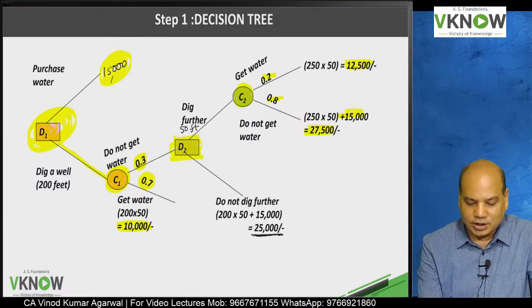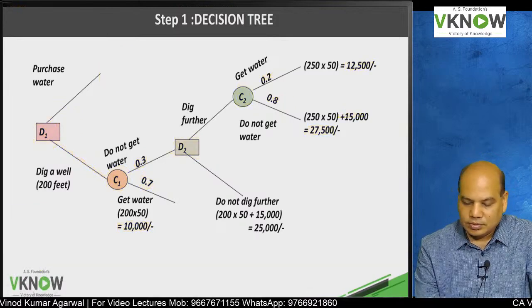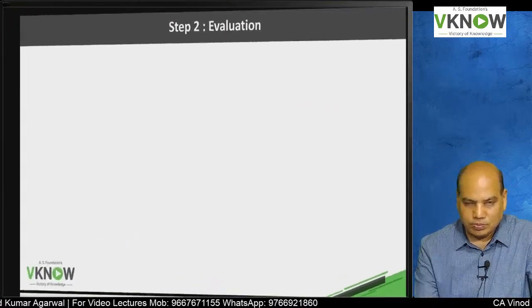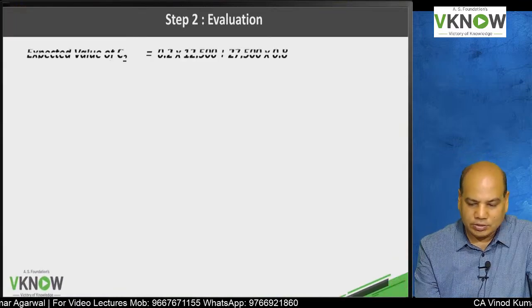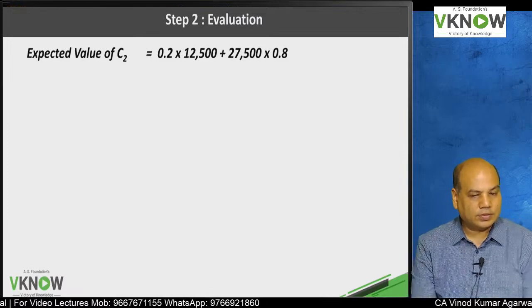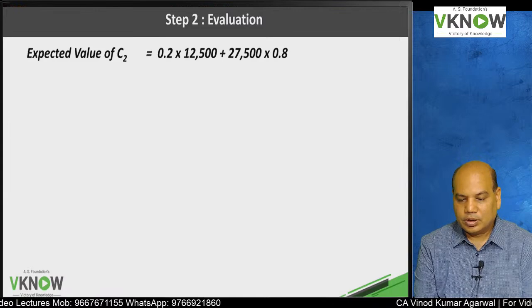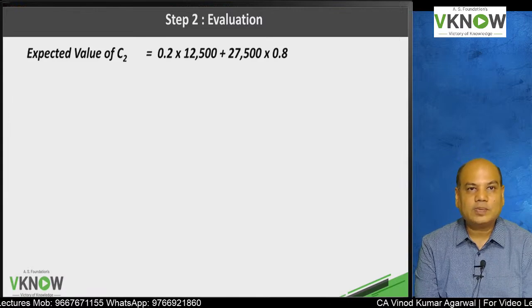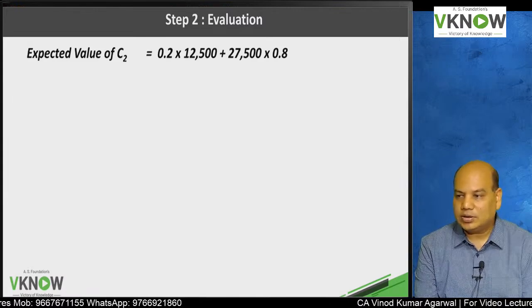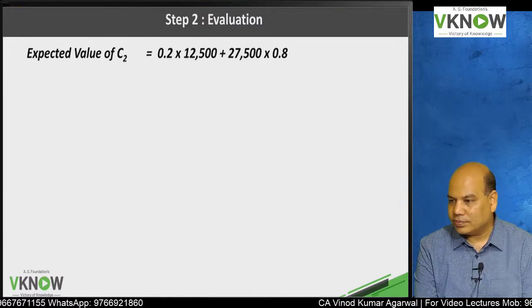I'll give you 5 seconds to think. Is it right? Write down below the diagram, write down step 2 evaluation. Continuously look at the diagram. If it is a chance node, multiply probabilities with their values.